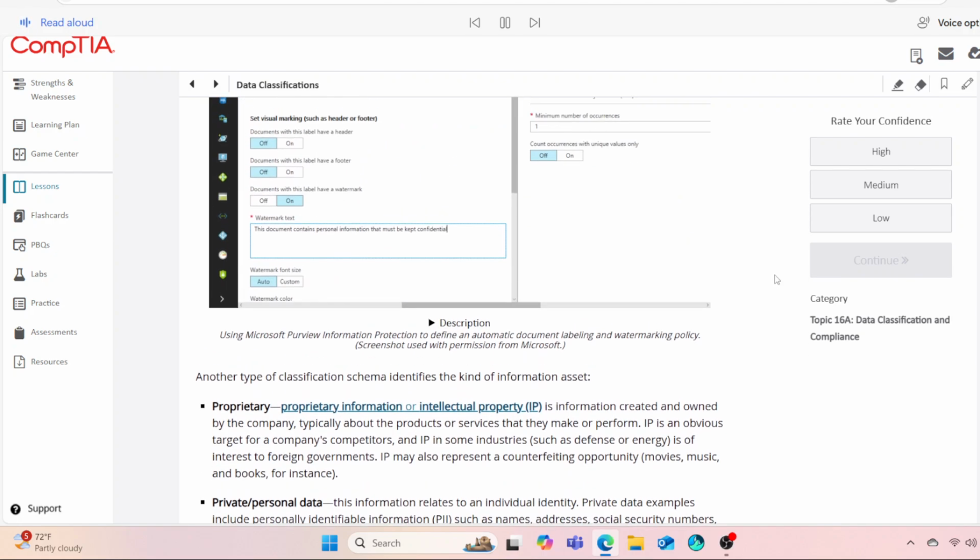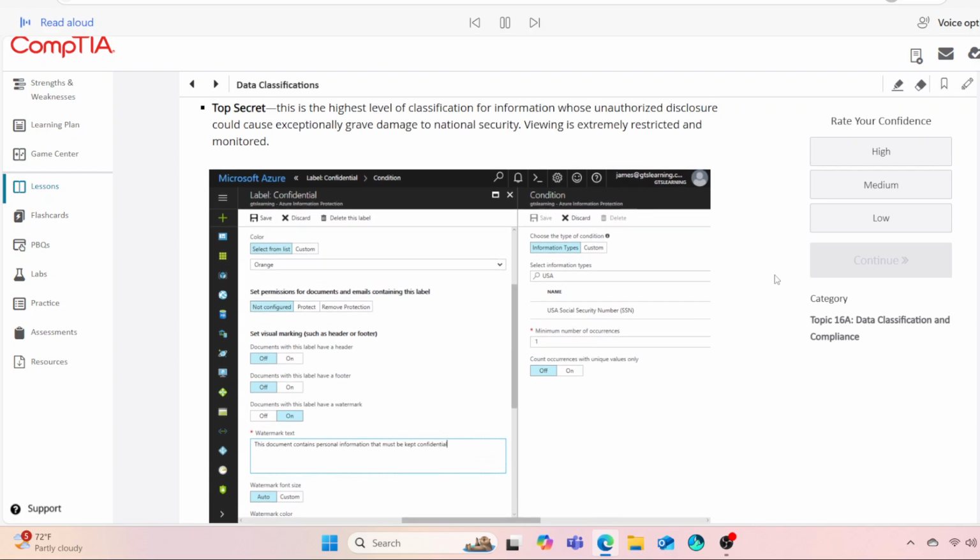Description. The screen is divided into two sections. The section on the left is titled Label, Confidential. A Save, Discard, and Delete this label button is at the top. The following settings are selected. Color: select from the list, orange. Set permissions for documents and emails containing this label: not configured. Set visual marking, such as header or footer. Documents with this label have a header, off. Documents with this label have a footer, off. Documents with this label have a watermark, on. Watermark text: This document contains personal information that must be kept confidential.